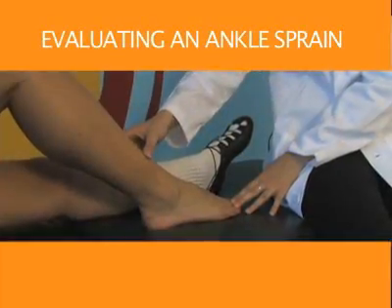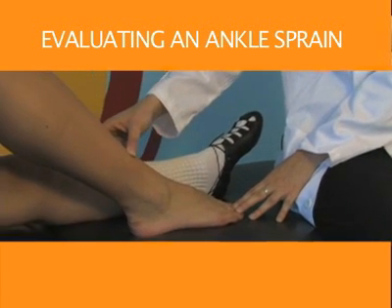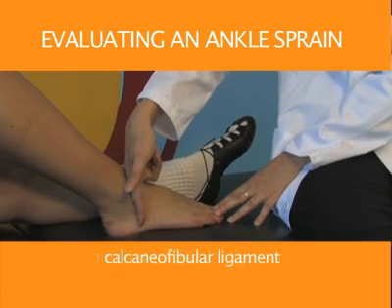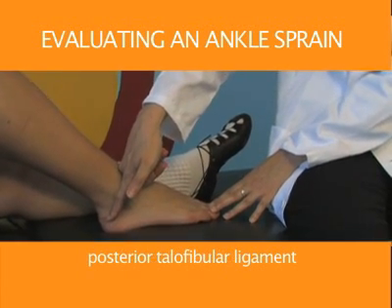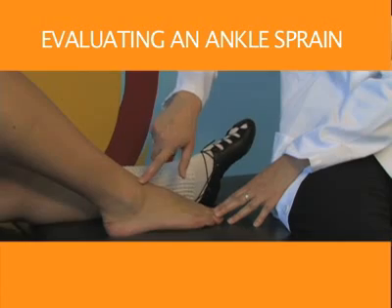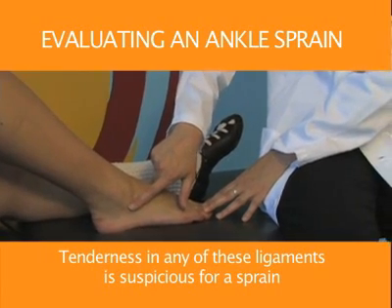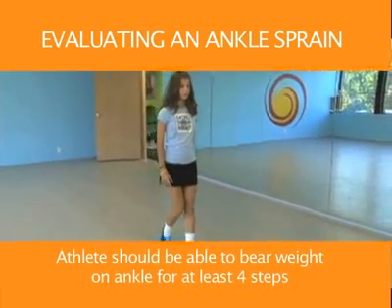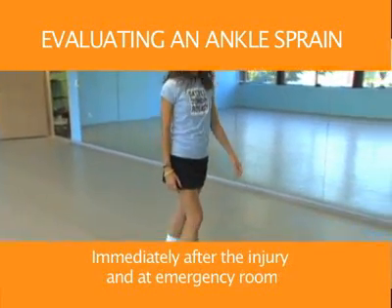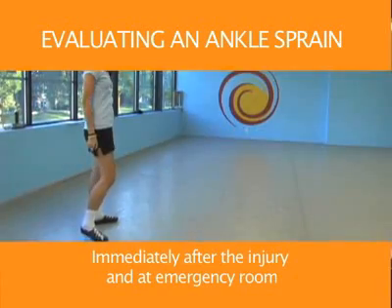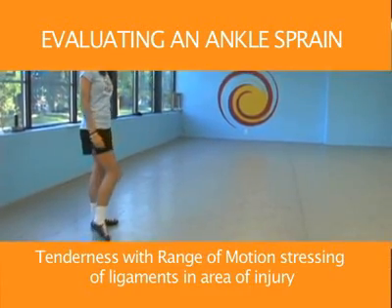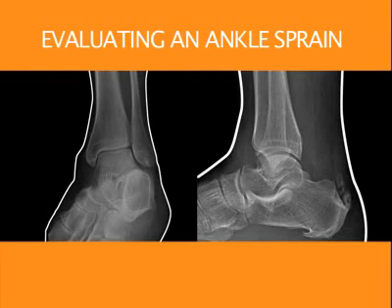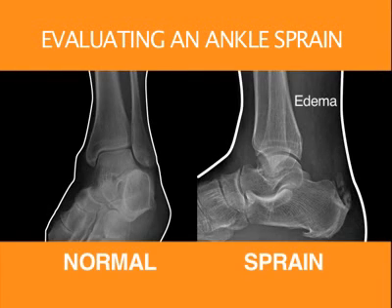So in evaluating an ankle sprain, the three most common ligaments that get injured are the anterior talofibular ligament, the calcaneofibular ligament, and the posterior talofibular ligament. If there is tenderness over any of these ligaments, it is suspicious for an ankle sprain. An athlete incurring a sprain should be able to bear weight for at least 4 steps immediately after the injury and at the emergency department or the office. They should be tender with range of motion stressing of the ligaments in the area of injury and have tenderness to palpation of these ligaments. Edema and ecchymosis of the area are also common.